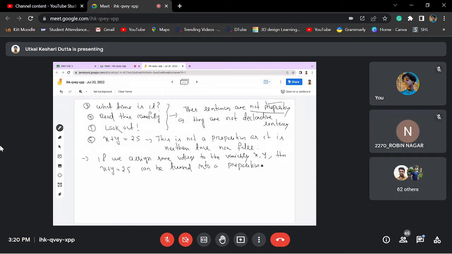That means if you specify some value to x and y, let x equal 2, y equal 10. So 2 plus 10 is equal to 25. That is false. So false, that means that is a proposition. If you take x equal to 10, y equal to 15, so 10 plus 15 equals 25. It is a true fact, so it is a proposition. But in the present situation, x plus y equal to 25 is not a proposition. Got it?